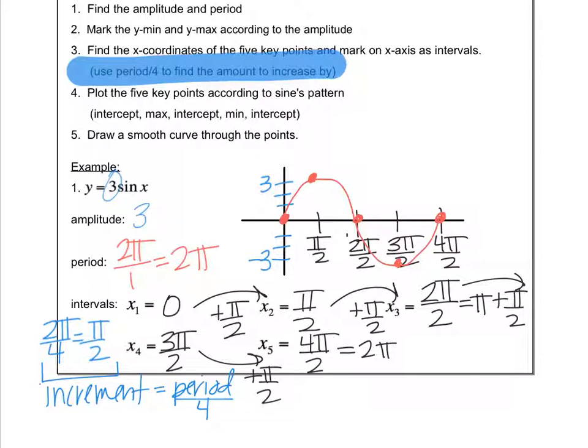It's right here, in step 4: intercept, max, intercept, min. What's the intercept? The intercept is on the x-axis. That means you start on the x-axis.